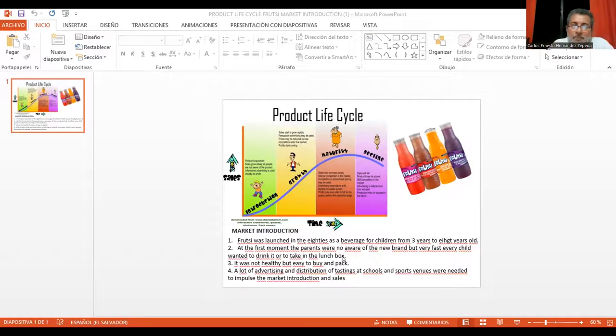Okay, this stage, growth: sales start to grow rapidly. Persuasive advertising may be used. Prices may be reduced as new competitors enter the market. Profits start coming. Fruitsy was a product of registered brand and accepted by the population. It was distributed throughout the country because it could be found in all stores. Its largest consumer was the children. That was a product of great demand.